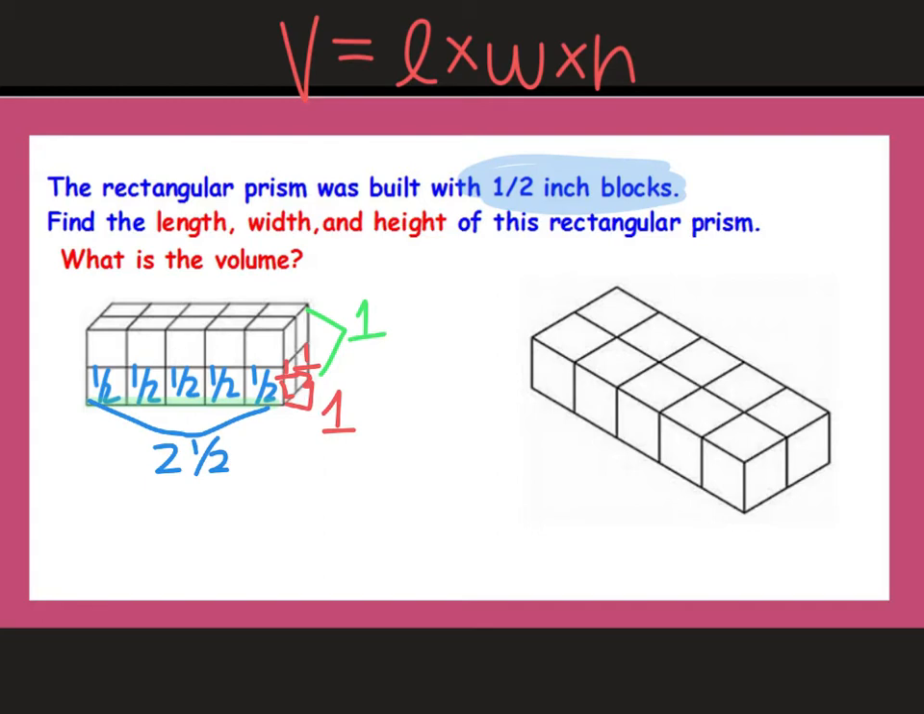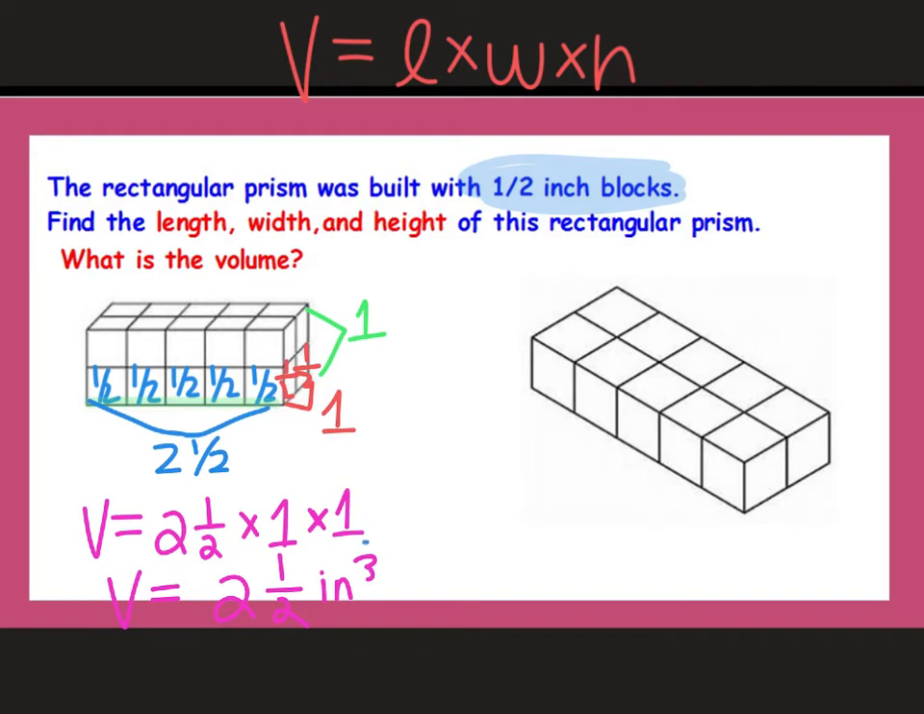And then this is where we do the same exact thing. We use our formula. We multiply our length, 2 1/2, times our width times our height. 2 1/2 times 1 gets me a total volume of just 2 1/2. And since they're 1/2 inch blocks, all of these are going to be inches cubed. And remember, it's cubed because we are talking volume. So the volume of this prism being built with 1/2 inch blocks is 2 1/2 inches cubed.